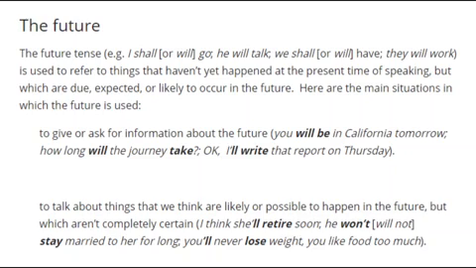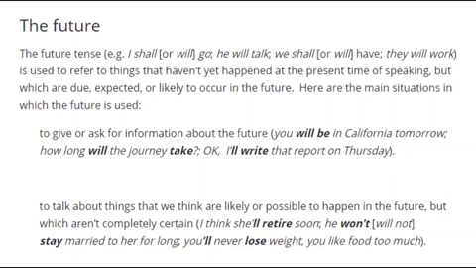Then the future tense we also use to talk about things that we think are likely or possible to happen in the future, but which aren't completely certain. For example, I think she will retire soon. He will not stay married to her for long. You will never lose weight. You like food too much. All these sentences express things that we think are likely or possible to happen in the future.